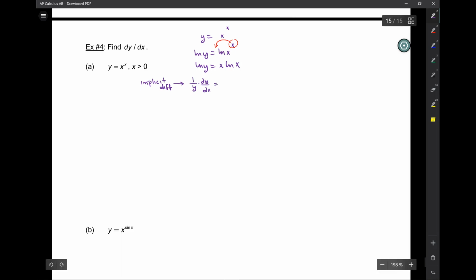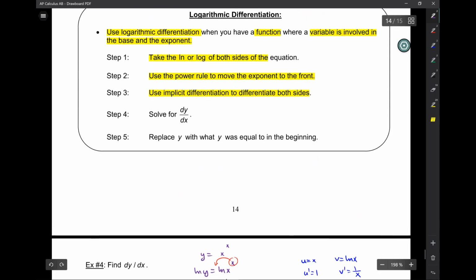And now here, what are we going to do? Product rule. So u equals x, v equals ln of x, u prime, v prime. All right? Next. So here we're going to do u v prime, so x times 1 over x, plus ln of x. So now I have 1 over y times dy/dx is equal to 1 plus ln of x. Okay, so we are here. We just did step 3.